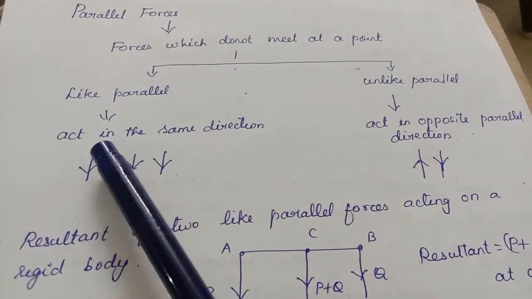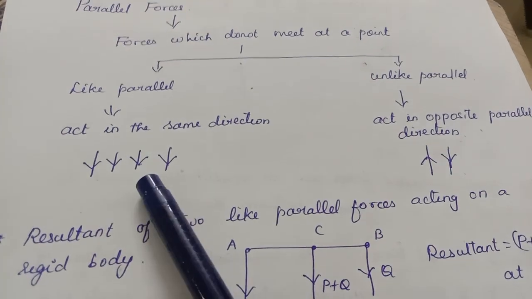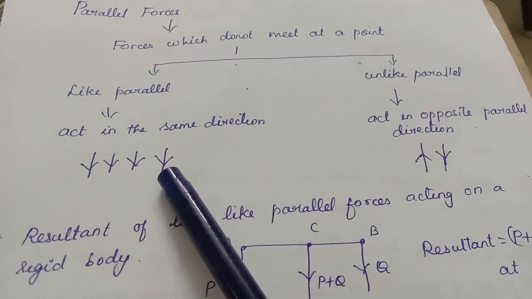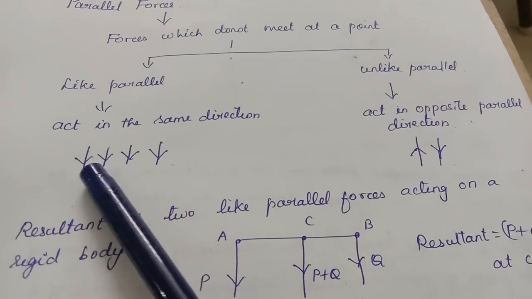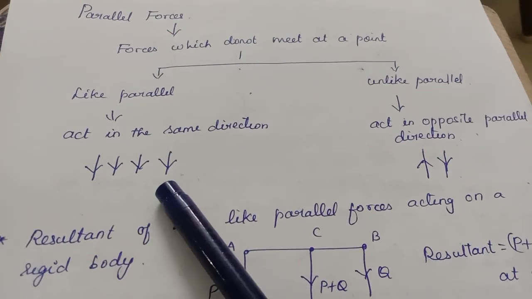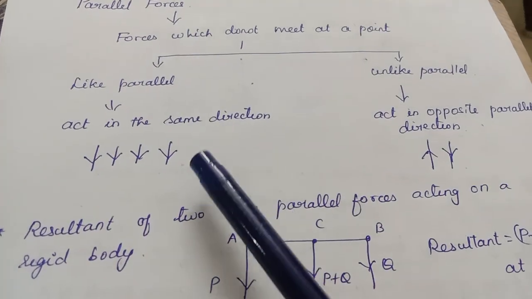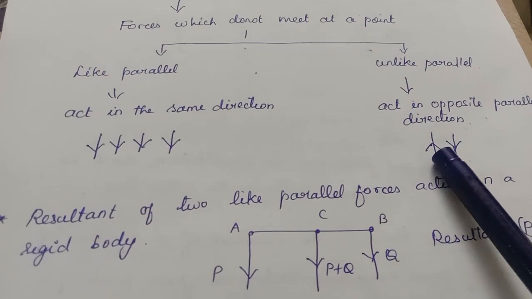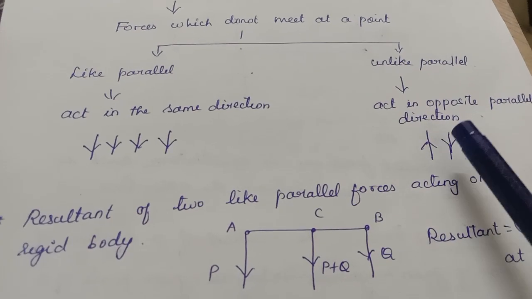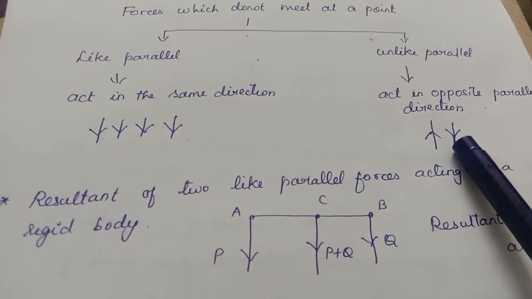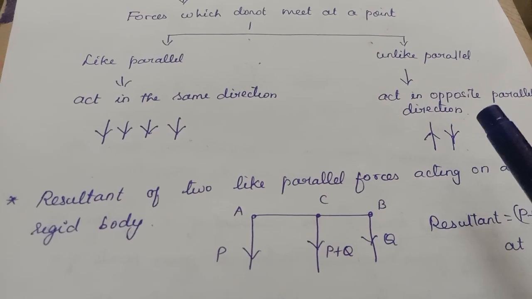Like parallel means all the forces are acting in the same direction, like this. See, these are the lines of action of these forces. They do not intersect at any point and they are in the same direction. So these set of forces are called like parallel forces. And look at these two forces. These two forces have parallel lines of action but they are in opposite direction. So these are called unlike parallel forces.